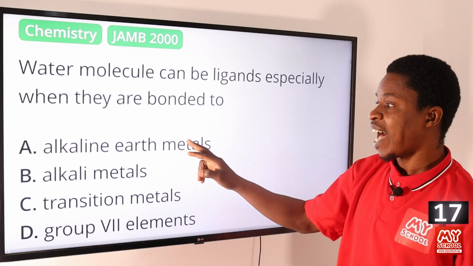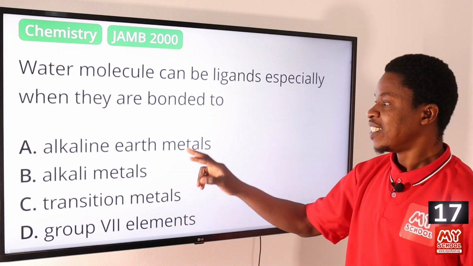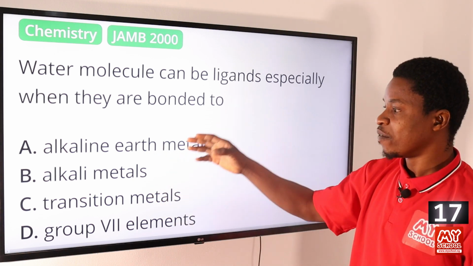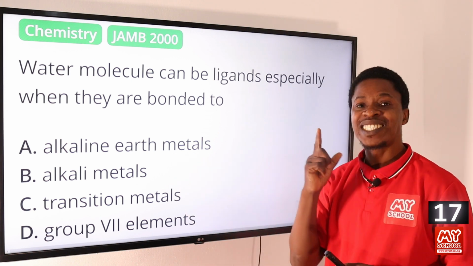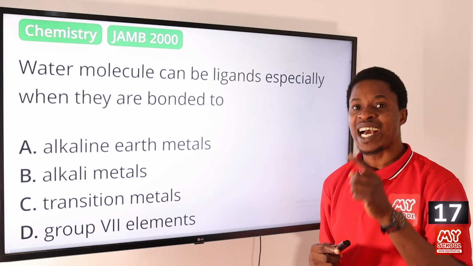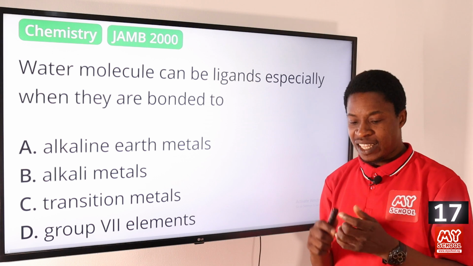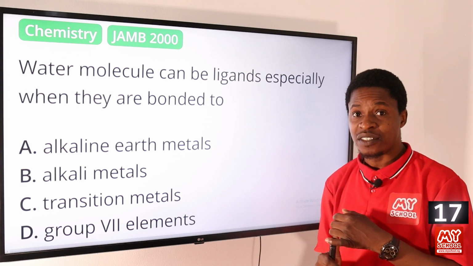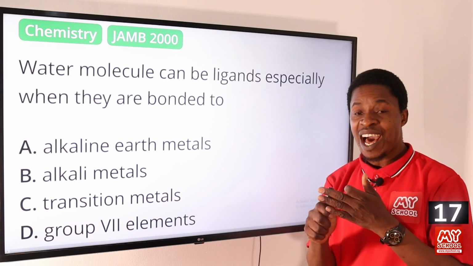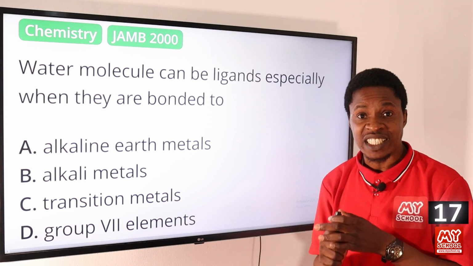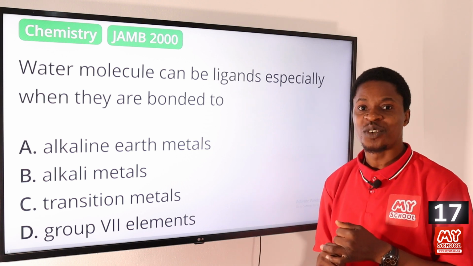So now we have metals, option A, option B, option C. So it's between these three. Now these are metals, so it could be any of these three. But the question is, among these three, there's a special kind of metals whose characteristics or properties are complex ion formation, variable oxidation states, catalytic properties, and magnetic properties. Okay, and that is the transition metals.